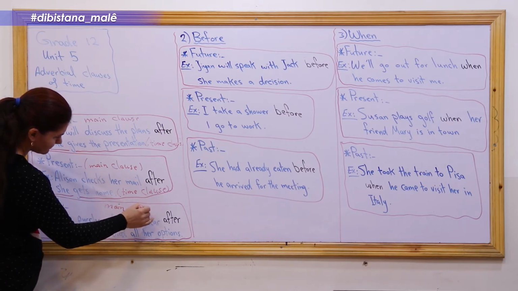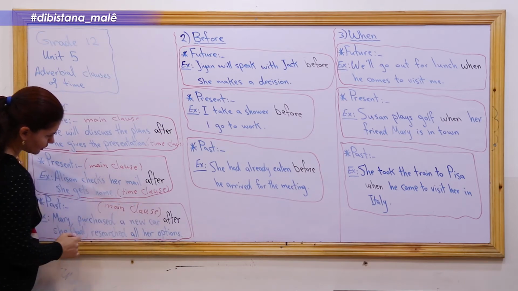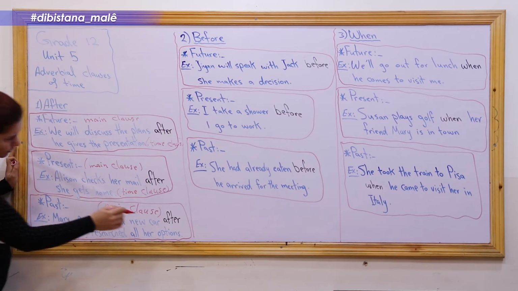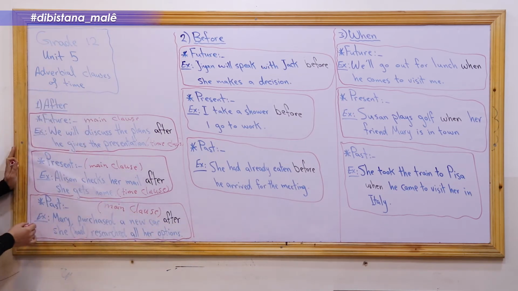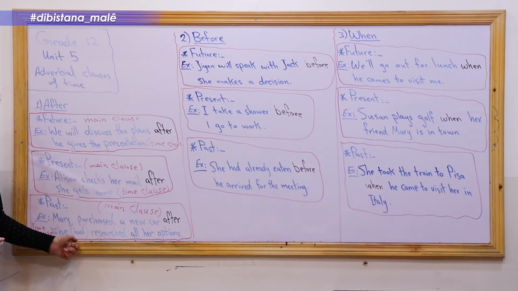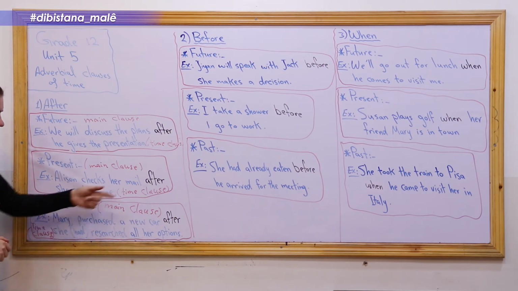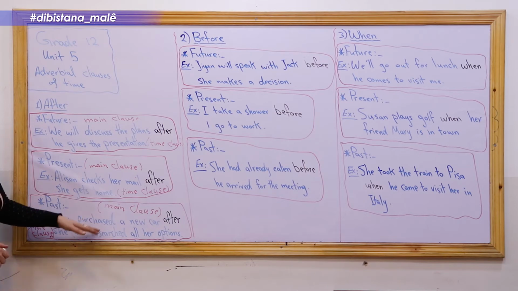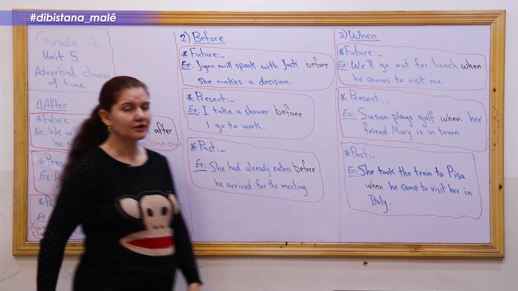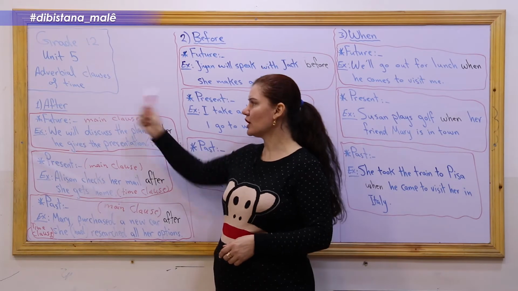So here we have the main clause, and then we have the time clause. Which action happens first? We have the time clause, which happens at first. Then we have the action in the main clause, which is purchased a new car. This is all about after.